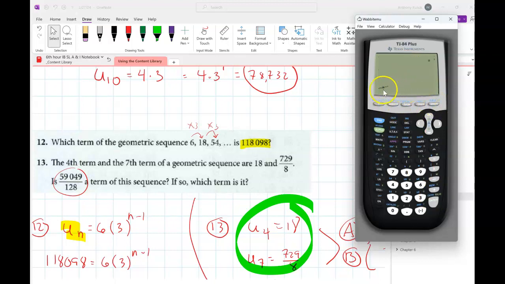All right, so I hit graph, and I notice that that line that I just made, 59,049 over 128, isn't on my graph, right? Oh no! What I'm going to do is just change my window. So remember, we just typed this into our calculator, so like 461. So I'm going to change my Y max to be like 500, something bigger than 461. And I'm going to hit graph now.